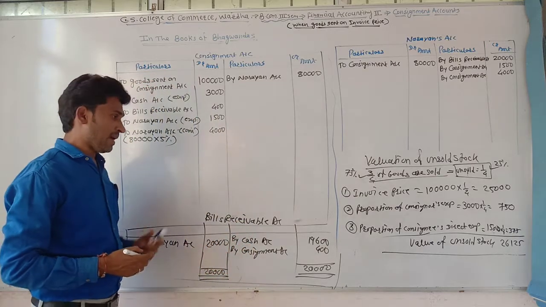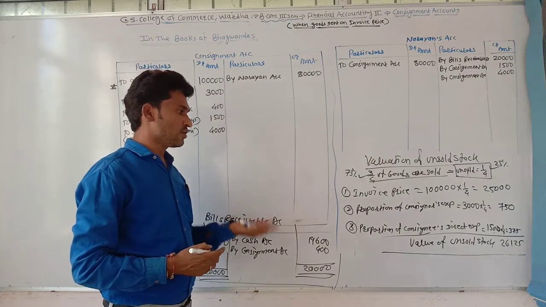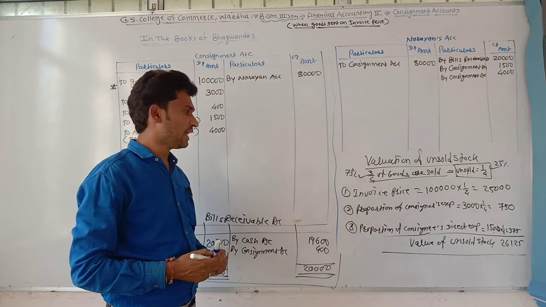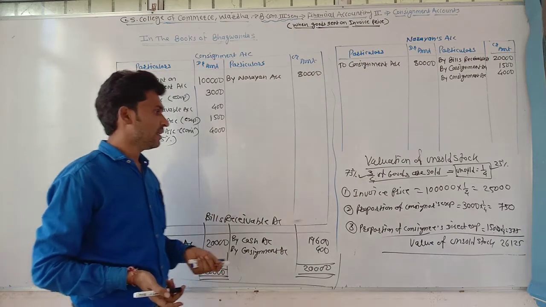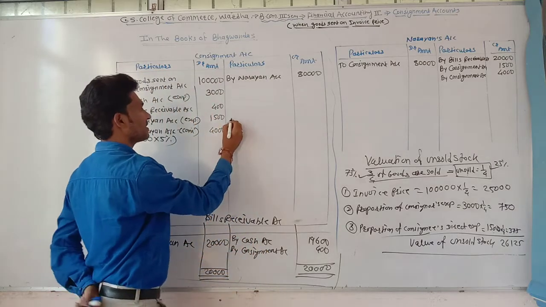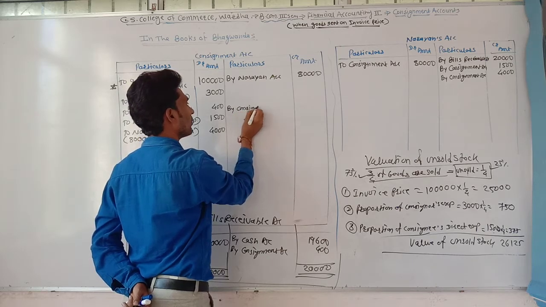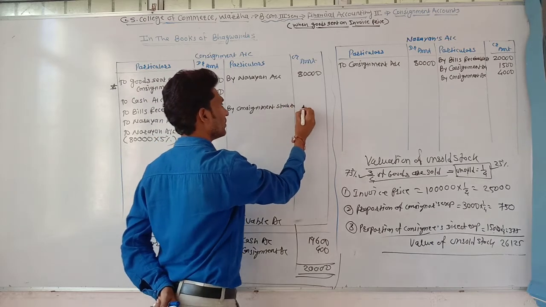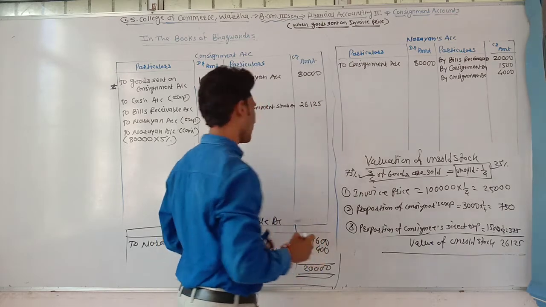Okay, so pass the journal entry for the unsold stock. It's known as unsold stock, or you can also say consignment stock. I like to say consignment stock, so for that I pass the journal entry: consignment stock account debit and consignment account credit. So write at the credit side of the consignment account, by consignment stock account, the amount rupees 26,125.